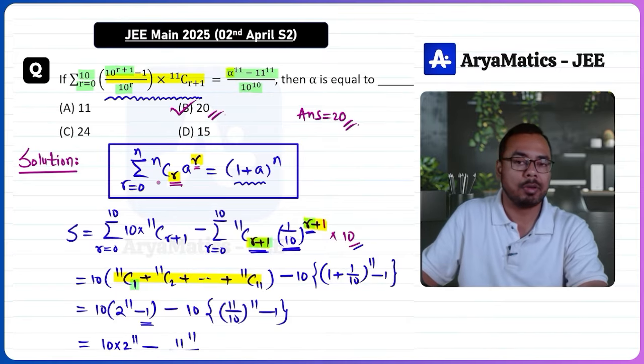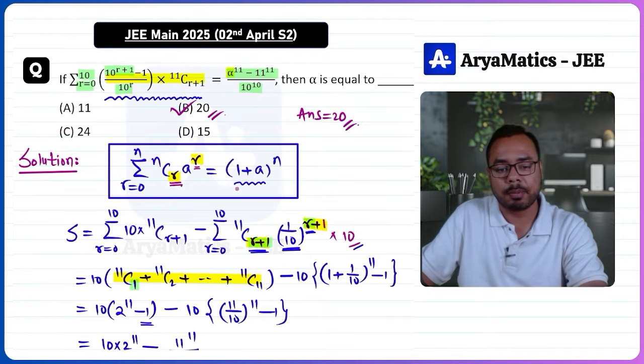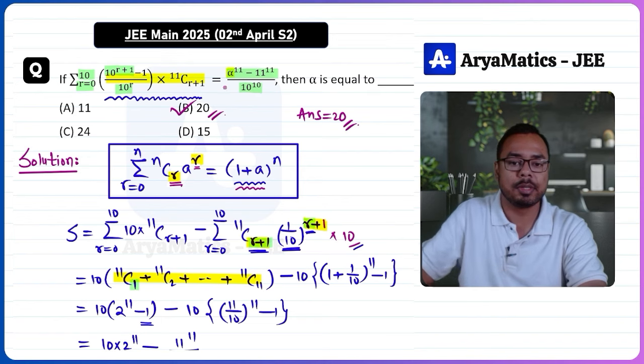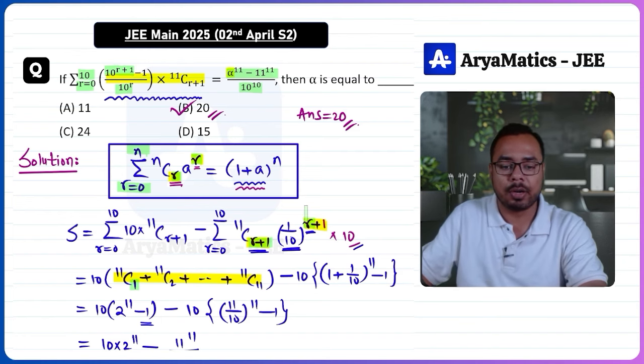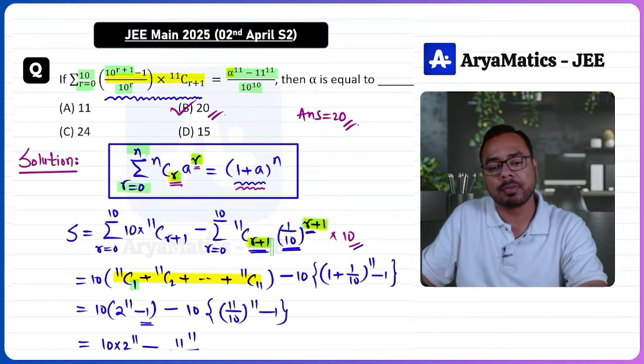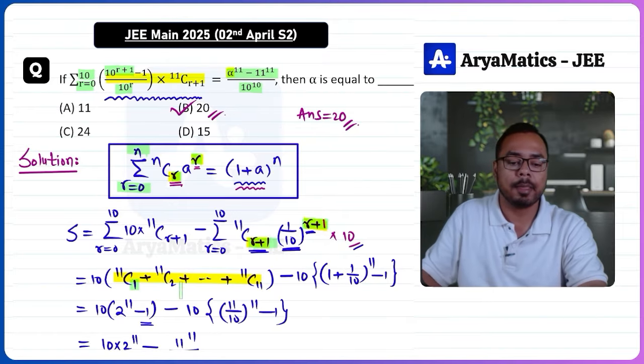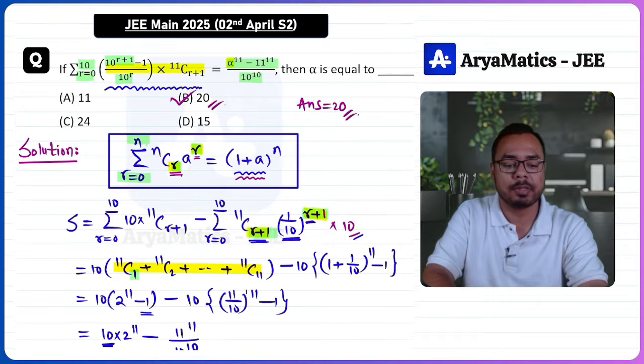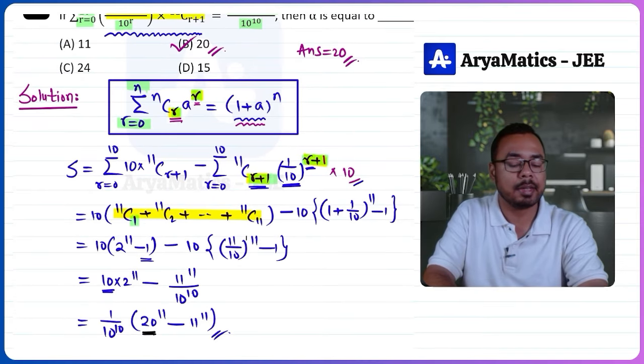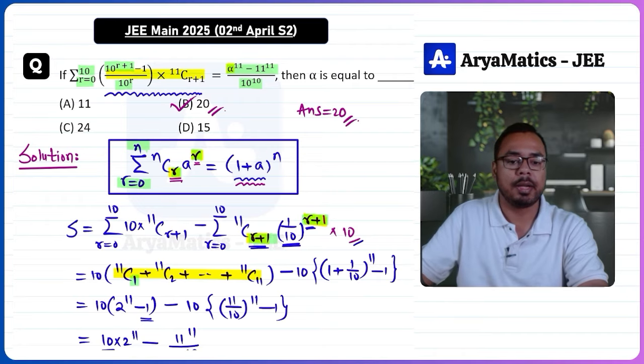So this was not a difficult problem. First, we have to use this formula: the sum of NCR a raised to r is 1 plus a raised to n. For r, this is important, r must be from 0 to n, and also these two must be the same. So we created two sums here, and in order to create the same number r plus 1, we had to multiply and divide by 10. And now we had a standard formula for the first one as well as the second one. After simplification, finally we got this sum. So if you compare with the given expression, then alpha is 20, and therefore the correct answer for this problem is the second option.